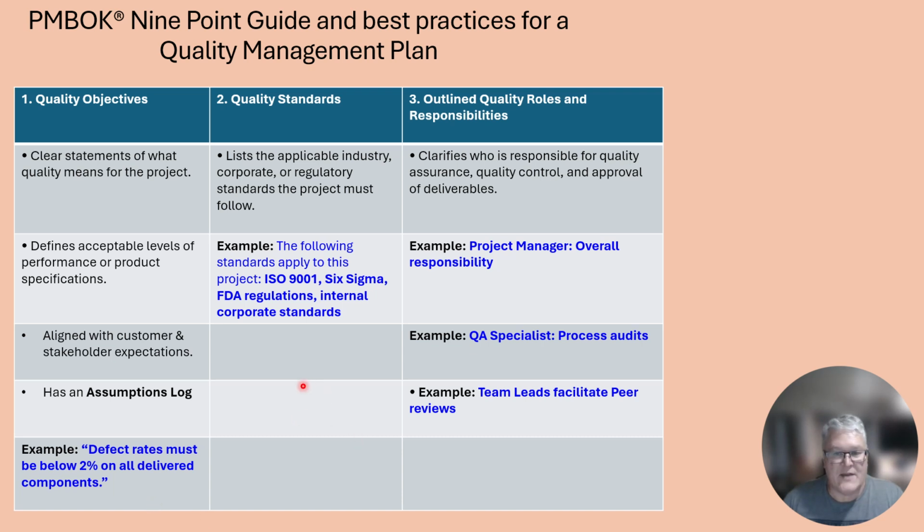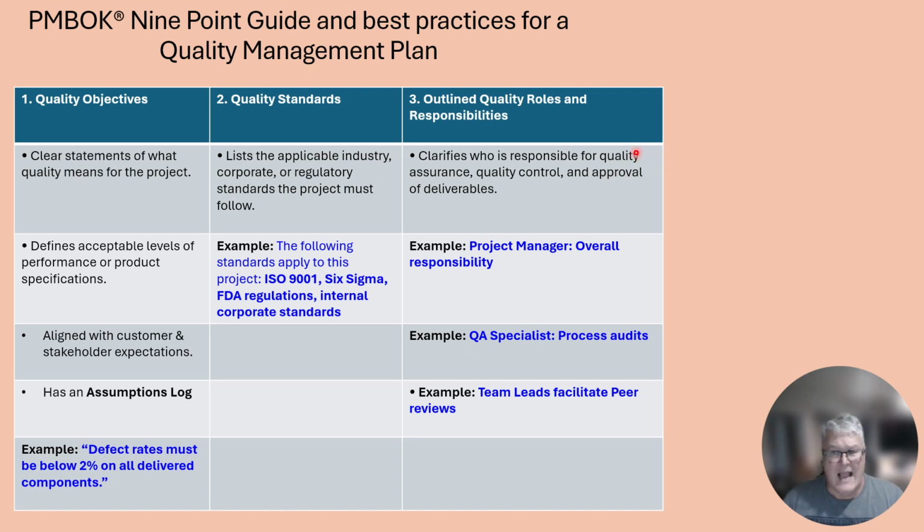Okay, quality standards. You list the applicable industry, corporate, or regulatory standards you want to follow. For example, following ISO 9001, using Six Sigma, having to adhere to FDA regulations, and then internal corporate standards.